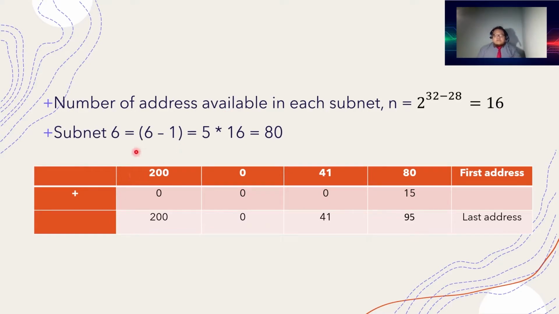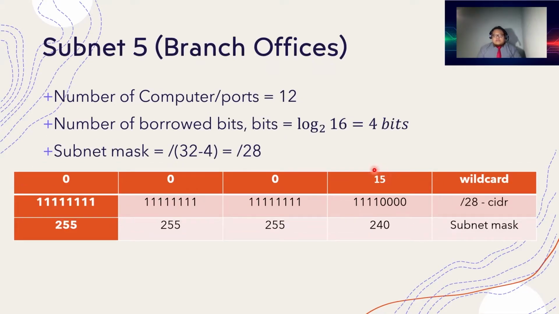So from here we get the answer 80, which will be used in the changes in byte 4, and we are going to add it using the wildcard, which is 0.0.0.15, and we'll get the last address 200.0.41.95, and the first address 200.0.41.80. Next, subnet 5, branch offices.